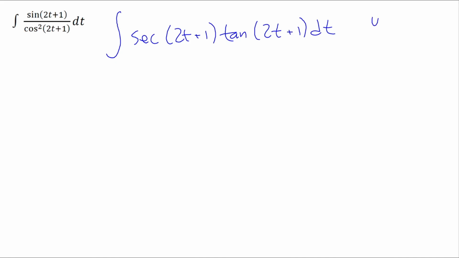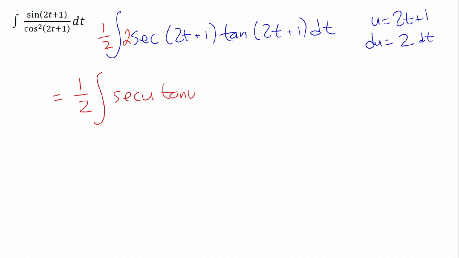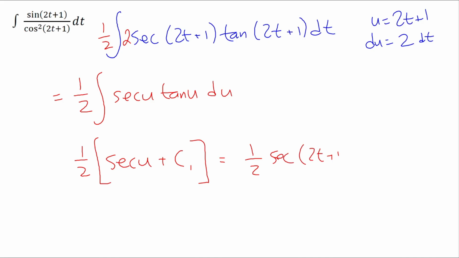So we'll let u equal 2t plus 1, and then du will be 2 dt. And so if we have that, we just need to throw a 2 inside of here to give us the 2 dt with a 1/2 out in front. So we have 1/2 of the integral of secant u tangent u du. And the integral of secant u tangent u du is just secant u, so we have 1/2 of secant u plus a constant, which is 1/2 the secant of 2t plus 1 plus some constant.